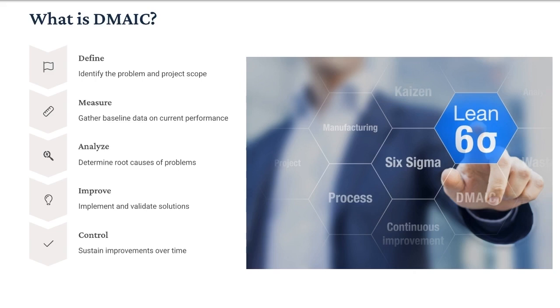Once the root causes have been identified, you will then implement and validate the solutions to improve the process. Lastly, you have to sustain the improvements that you have made by putting relevant and applicable controls in place, by finalizing everything with a formalized control plan.